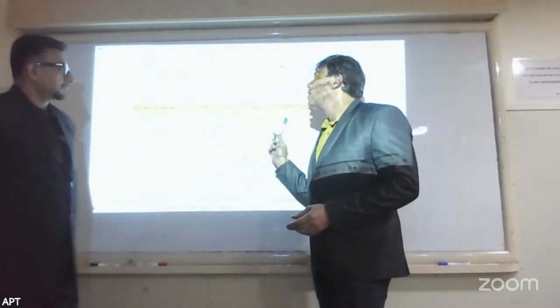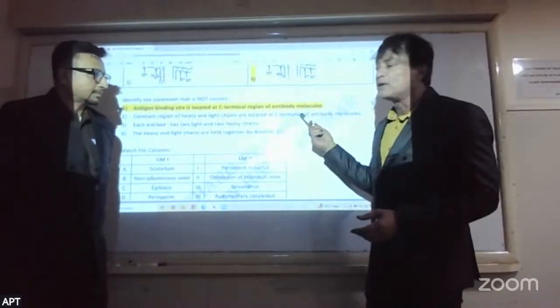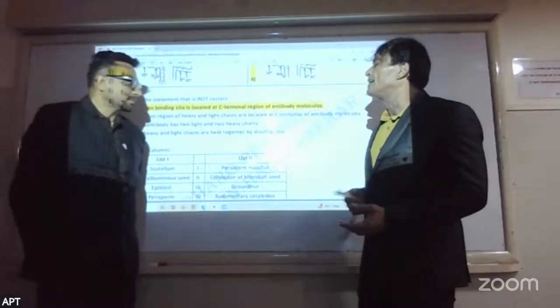Constant region of heavy and light chains are located at the C terminus. Actually, this is not a statement of NCERT, but it has to be true by the elimination method. Each antibody has 2 light and 2 heavy chains.